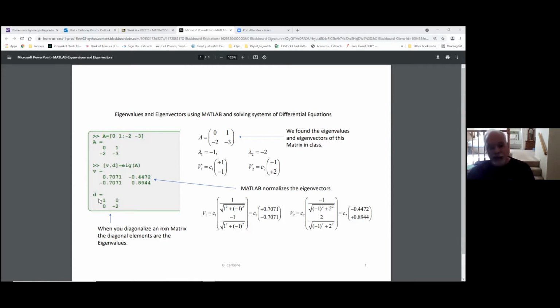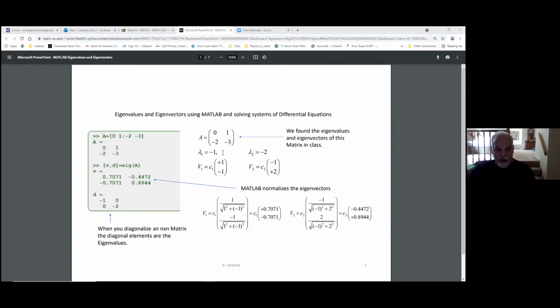It turns out when you diagonalize the matrix, the diagonal entries are the eigenvalues. So when this matrix is diagonalized, right, you get the two eigenvalues. So these are the eigenvalues: -1 and -2. All right.